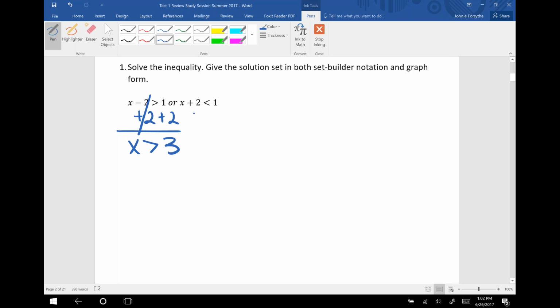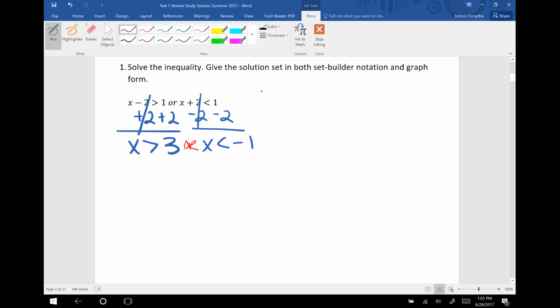So we have x plus 2 is less than 1. So I'm going to subtract 2 because I want to do the opposite of plus 2. So 2 minus 2 cancels out to 0. I'm going to bring down that x, and then we have less than 1 minus 2 is negative 1. So I have x is greater than 3 or x is less than negative 1. So that's my solution.